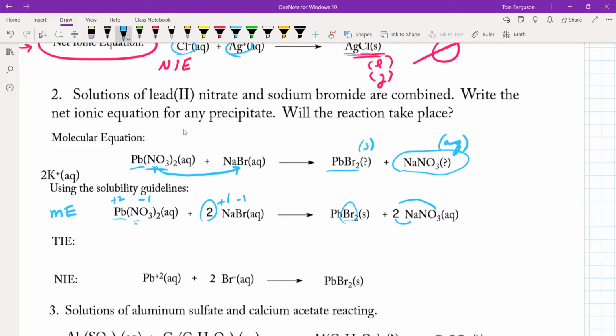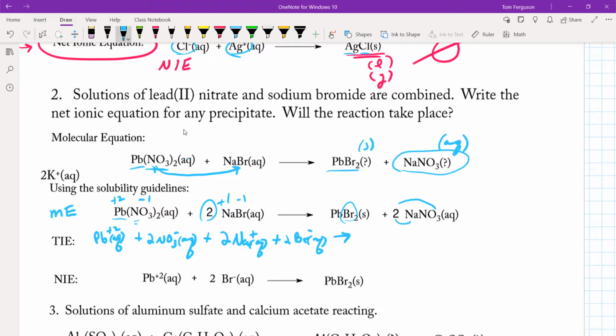So that is the molecular equation. The total ionic equation is going to be lead +2 aqueous, 2 nitrates aqueous, 2 sodium +1 aqueous, 2 bromide aqueous.